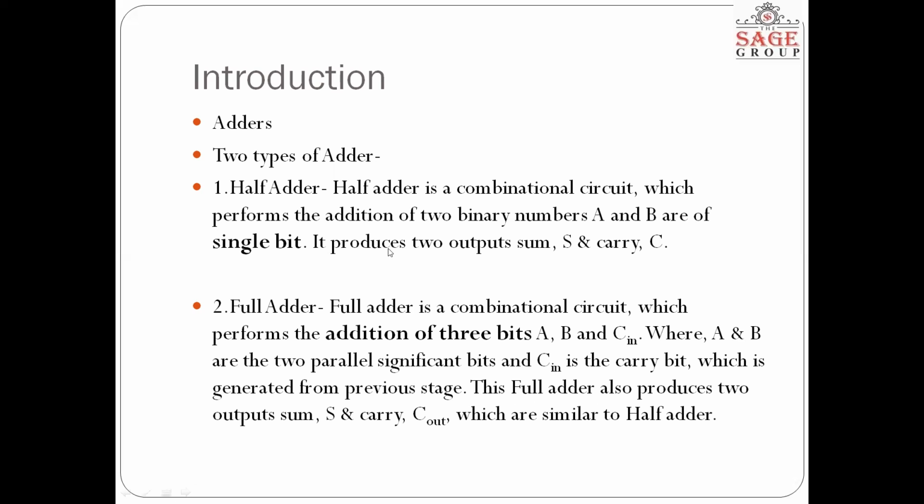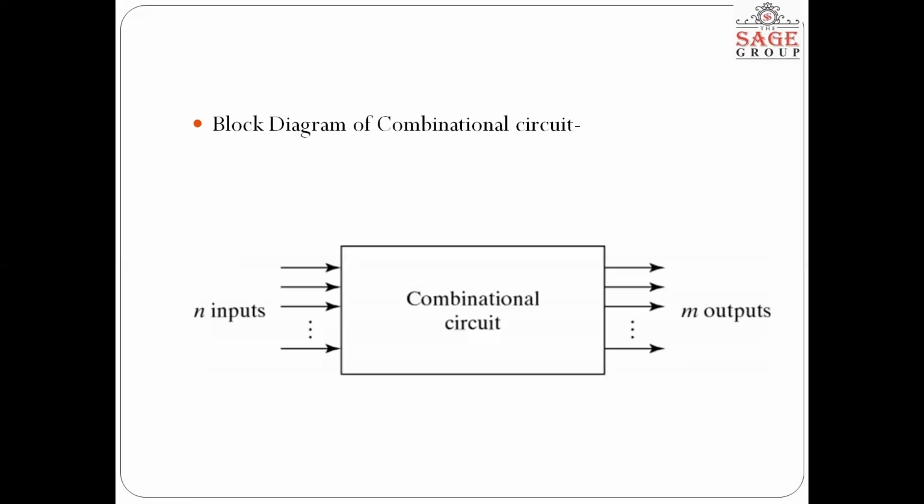In the half adder and the full adder, the term used is combinational circuit. So what is a combinational circuit and what is the block diagram of the combinational circuit? Let me discuss. This is the diagram of the combinational circuit. A logic circuit for a digital system may be combinational or sequential, right? A combinational circuit consists of logic gates whose outputs at any time are determined from the present combination of the inputs only, right? It depends on the present combination, not the previous combination.